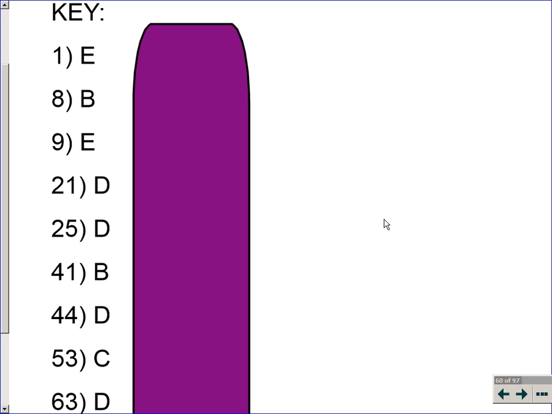Definition of a Bronsted-Lowry acid is what? It donates a proton, right? H+, and then a Bronsted-Lowry base will do what? Accept a H+.